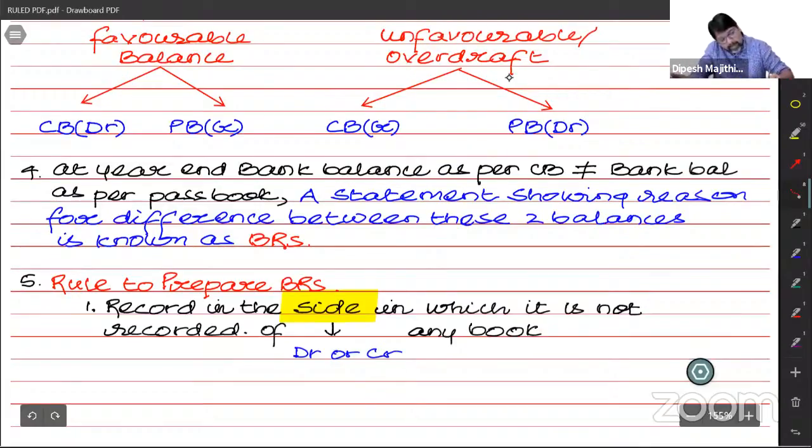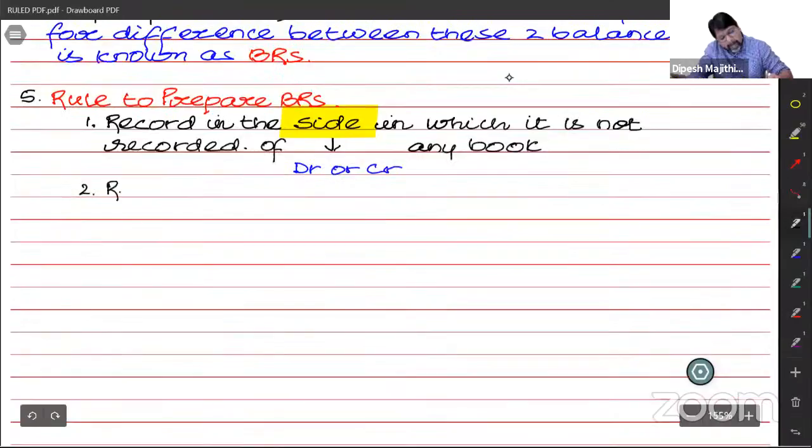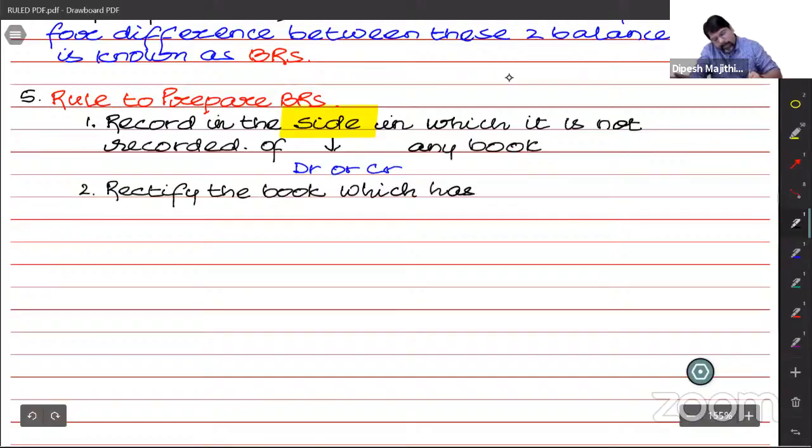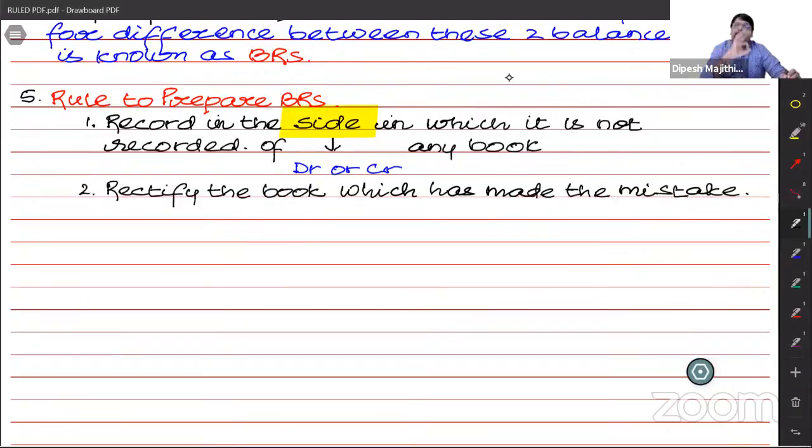Second, rectify the book which has made the mistake. Rectify the book which has made the mistake. Simple. Now, point number 6.